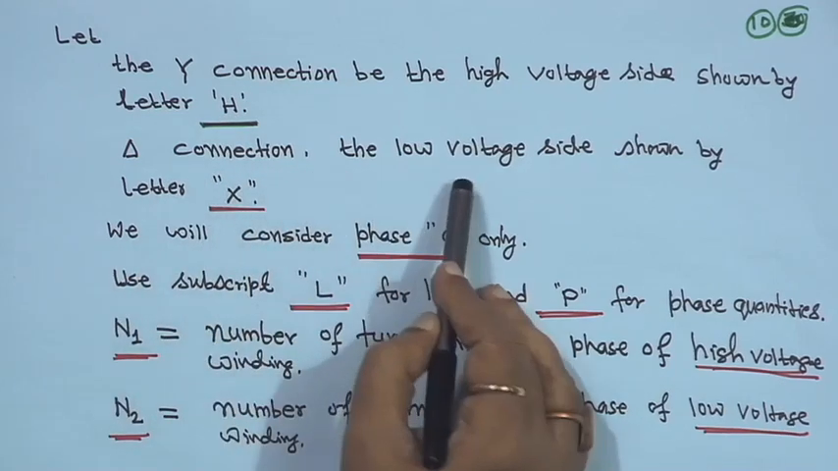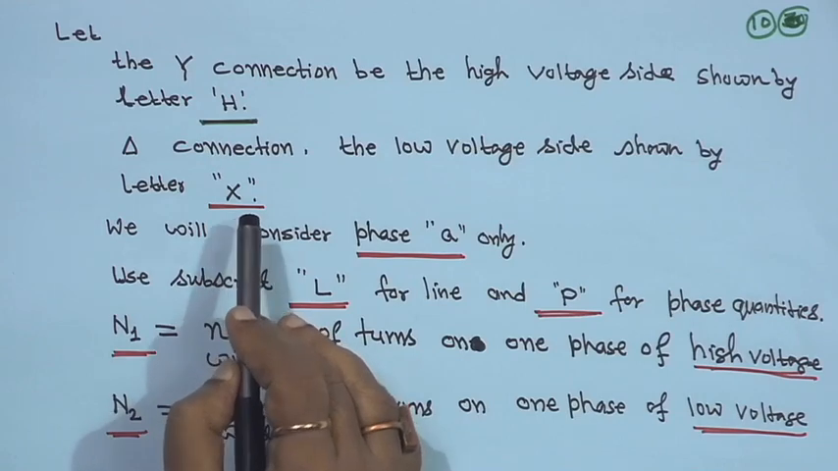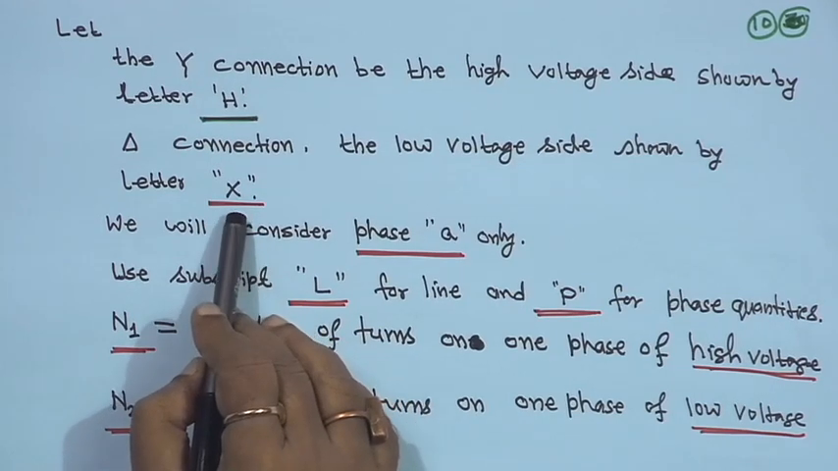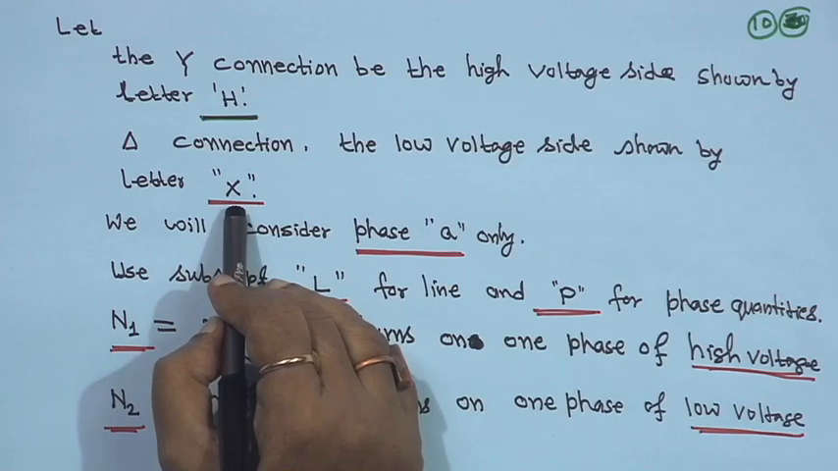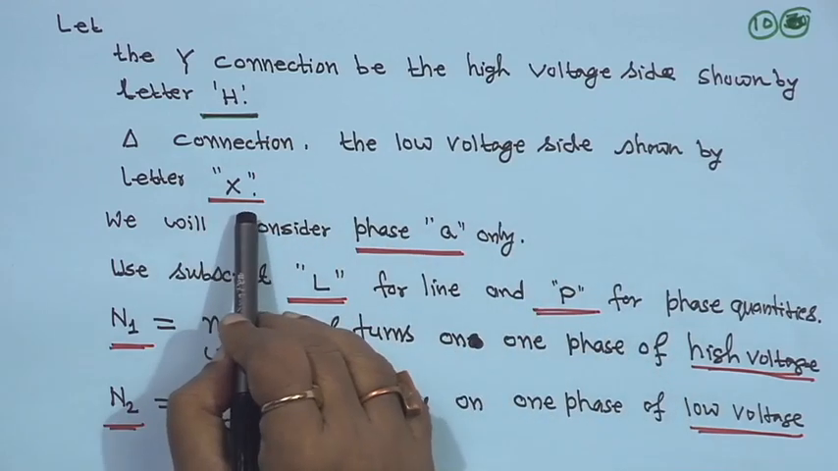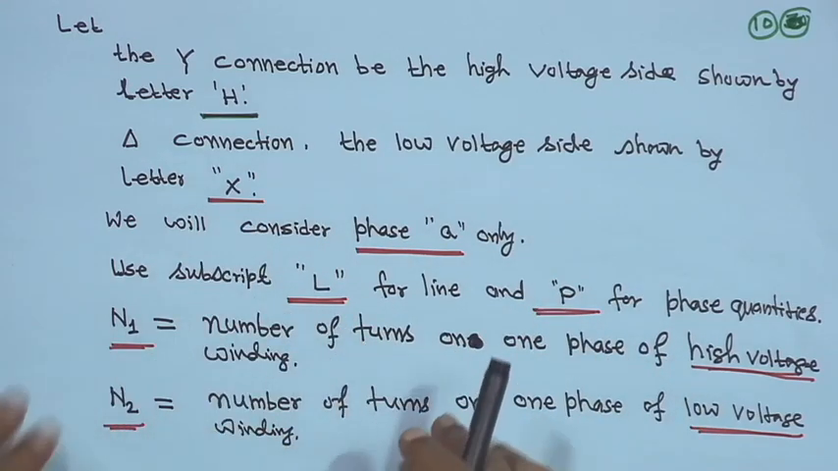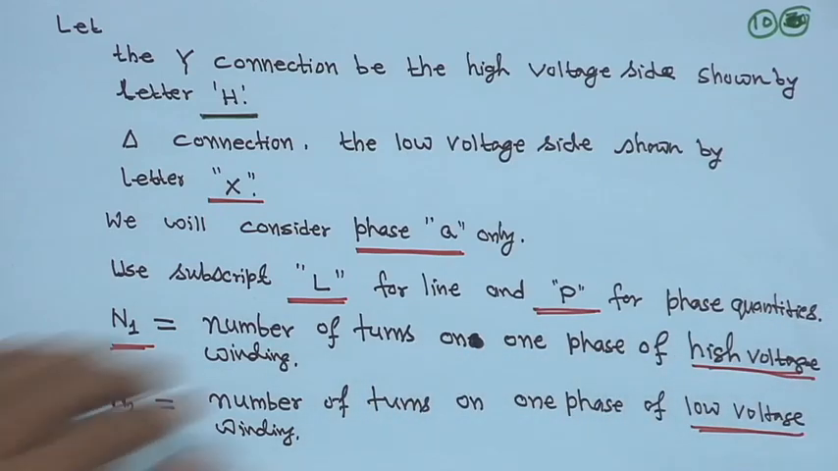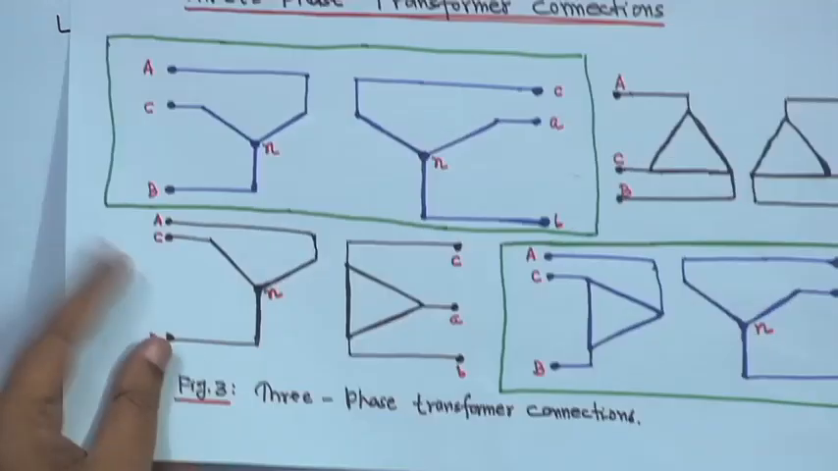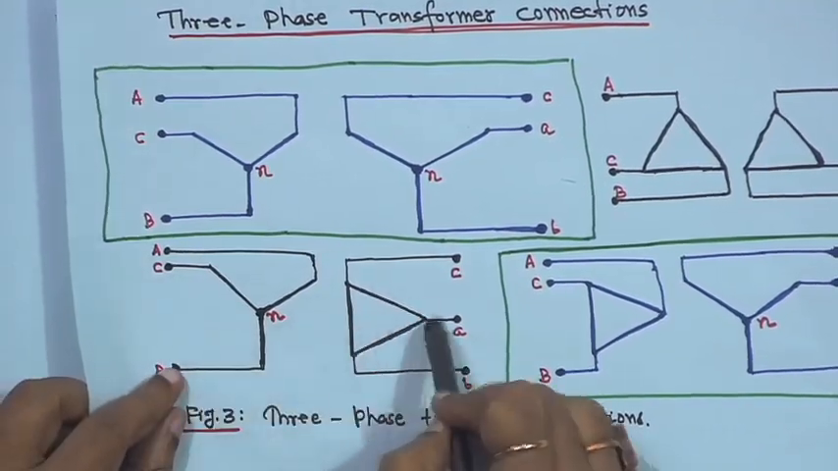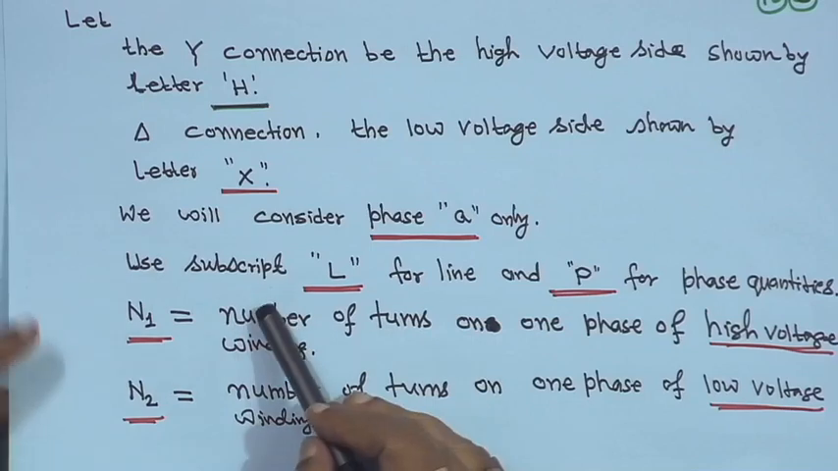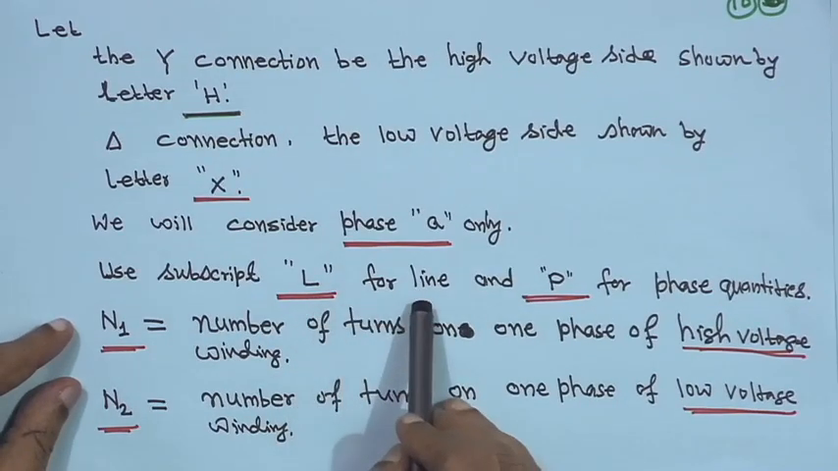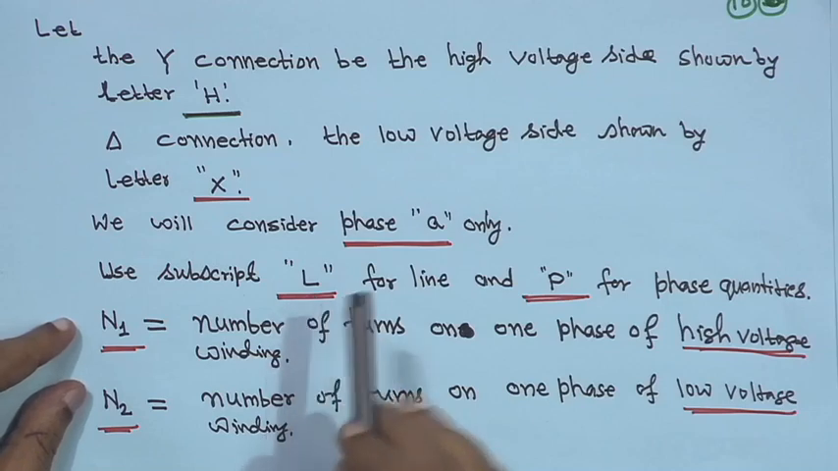Then the delta connection, the low voltage side, will be shown by the letter X. We will take H for the high voltage side, but X for the low voltage side, not L, because L will stand for line. So the delta connection, the low voltage side, is shown by X. That means the star side, the high voltage side, is represented by H, and the delta side, the low voltage side, is represented by X. And the subscript capital L will stand for line, only for this purpose.